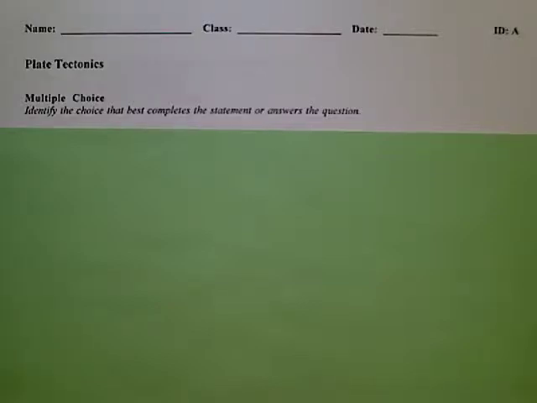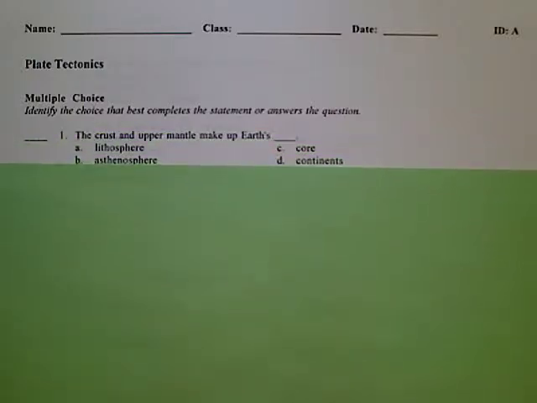Plate tectonics, multiple choice. Identify the choice that best completes the statement or answers the question. 1. The crust and upper mantle make up the Earth's A. Lithosphere, B. Asthenosphere, C. Core, D. Continents.